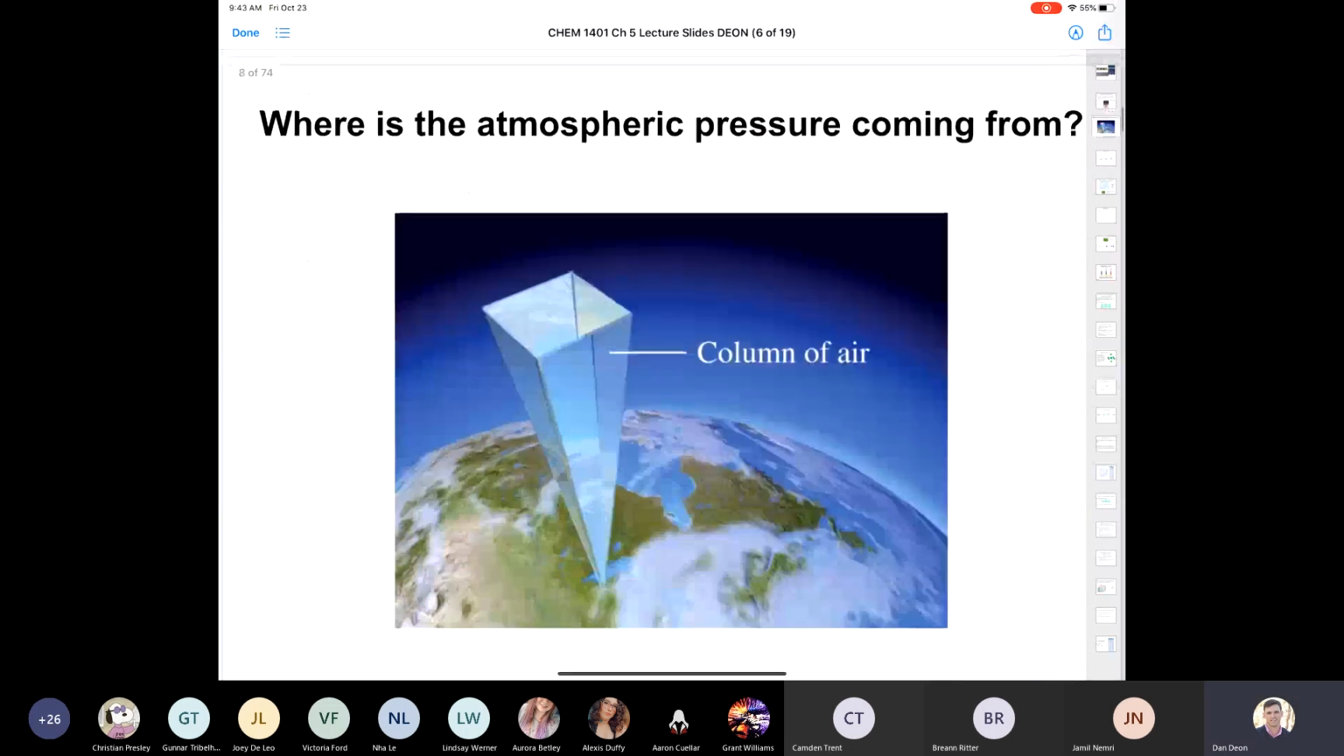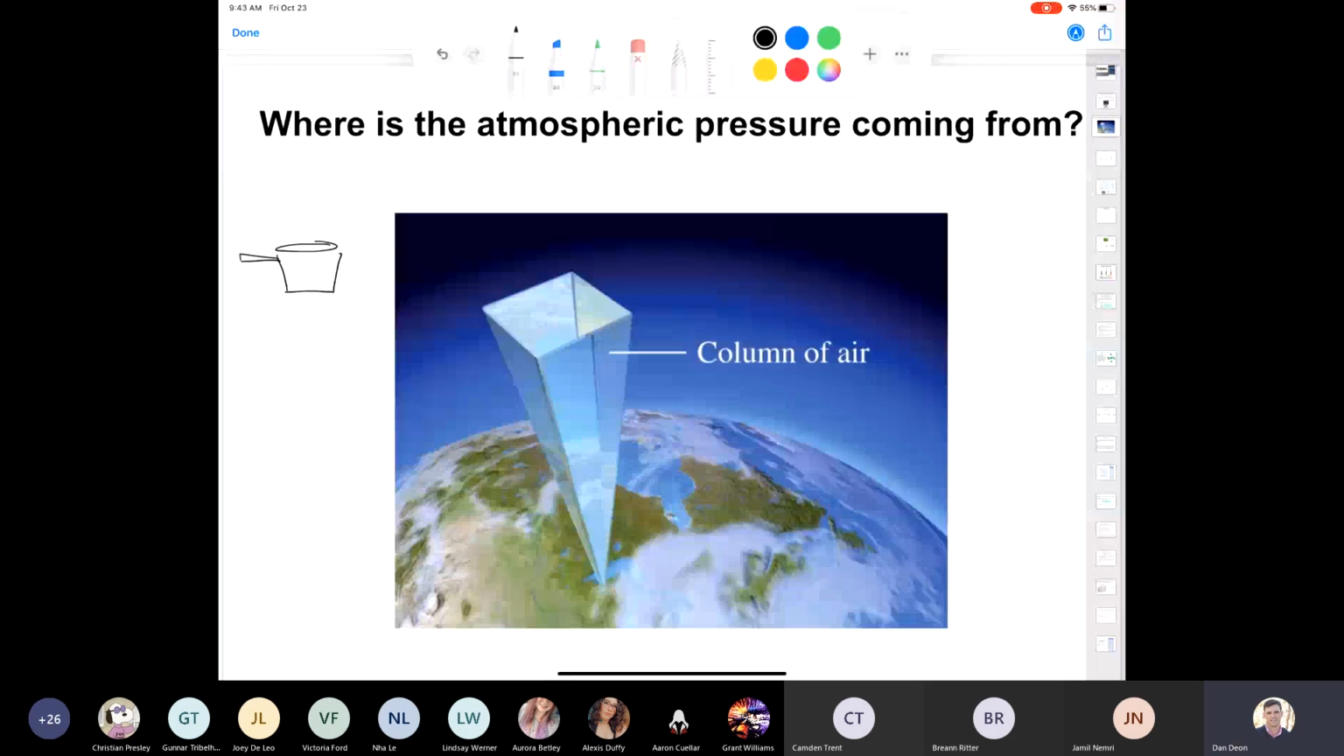All right, well, where is the atmospheric pressure coming from? If you have a pot of water, let me ask you guys a question. If you ask most people who know anything about science at all, what's the boiling point of water? What's the temperature where I can take water in the liquid phase and convert it into water vapor, water in the gaseous phase? Most people will say the boiling point of water is 100 degrees Celsius. But that's at 1 atmosphere.